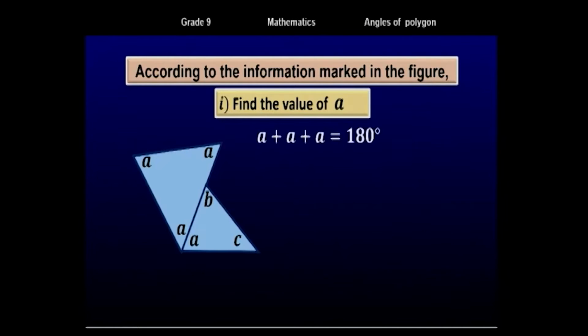When we consider this triangle, it is an equilateral triangle. So all the angles are equal. A plus A plus A equal to 180. We learned that theory in grade 7 and 8. So 3A equal to 180 degrees. Then you can obtain A equal to 180 over 3. That means A is equal to 60 degrees.